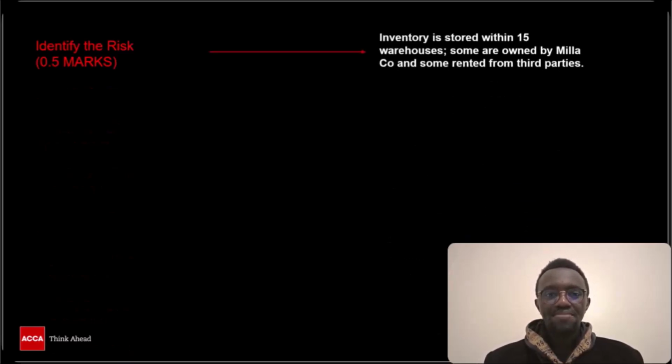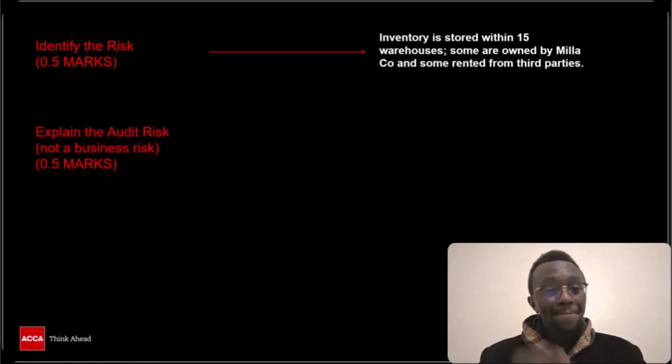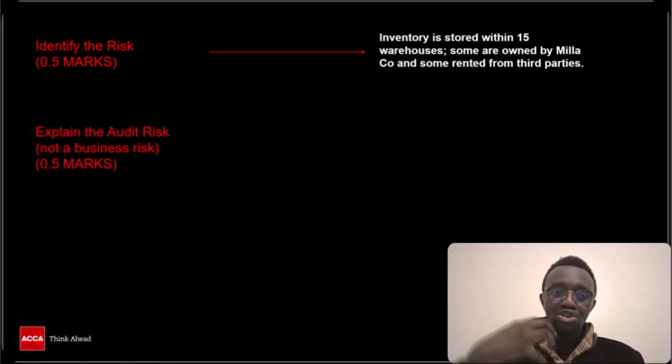All right, now let's come to my next part. First and foremost, when you're identifying the risks, that's 0.5 marks. What should you notice here? Inventory is stored within 15 warehouses. Some are owned by Miller Company and some rented from the third parties. That was my risk. Fantastic. What should I do next? Explain the risk, not a business risk, an audit risk.